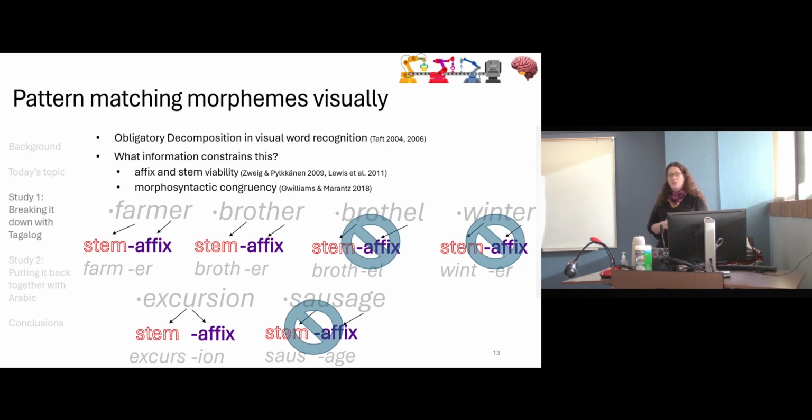Contrast this with something like sausage. We don't see sausage in sentential contexts in which we see other AGE words, so that puts up a little bit of a block. We do not decompose sausage automatically.